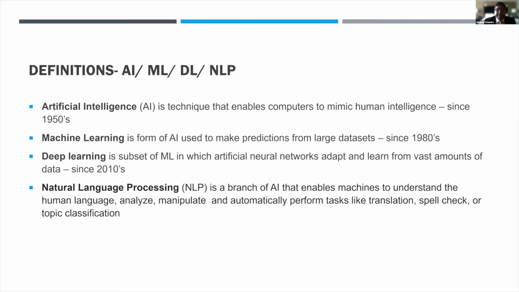Where the field has seen really an exponential growth, in the last 1 to 2 decades, is with deep learning, which is a subset of ML, in which artificial neural networks adapt and learn from vast amounts of data. And this progress has been great since the 2010s. Natural language processing, or NLP, is a branch of AI that enables machines to understand the human language, analyze, manipulate, and automatically perform tasks like translation, spell check, or topic classifications. So that's like a brief overview.